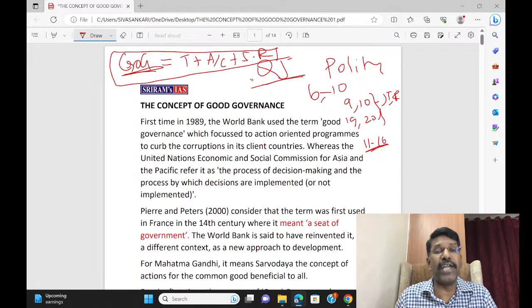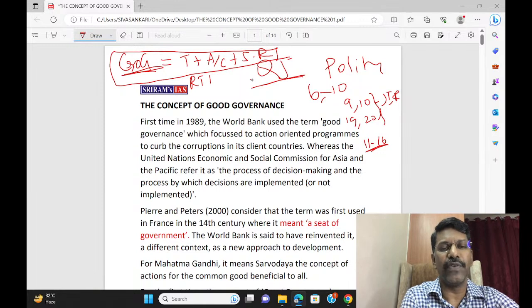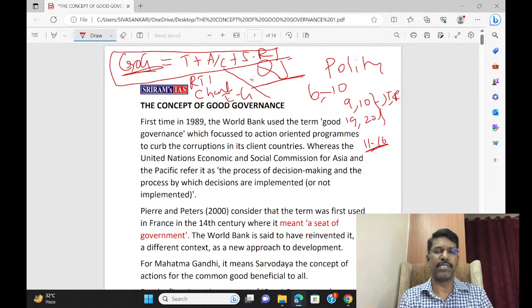And to continue the idea of transparency, various mechanisms are there. We can say the Right to Information is a kind of tool, or various other things like the Citizen Charter, or the e-governance mechanism. These are all the major things as per our UPSC syllabus.